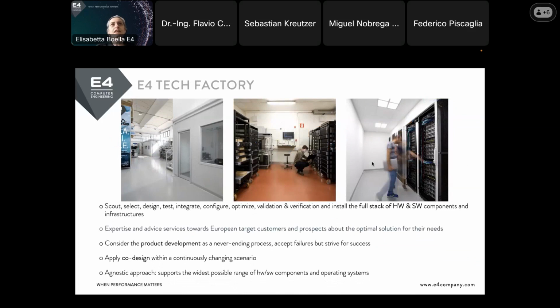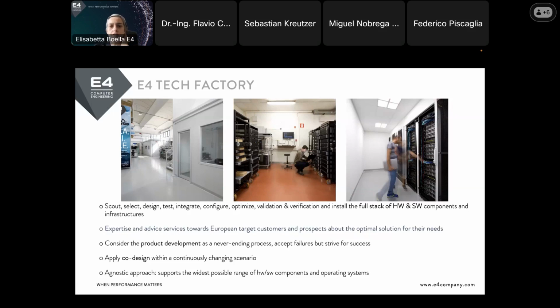Here I'm just showing a couple of pictures from our tech factory. On the picture on the left, we see the integration room where novel clusters are assembled. In the center, we see what we call the burning room. This is very interesting because before a machine is installed in the premises of the customer, basically we put the machine on this rack with wheels, we bring it in this room, and then we do the initial boot and configuration based on the requirement of the customer, and we perform the so-called burning test.